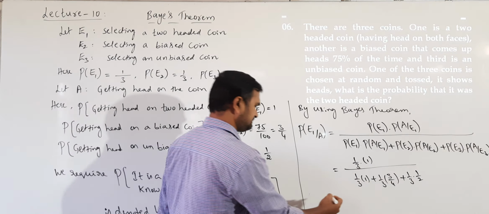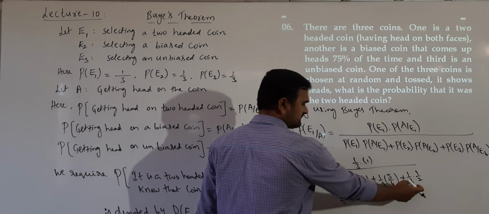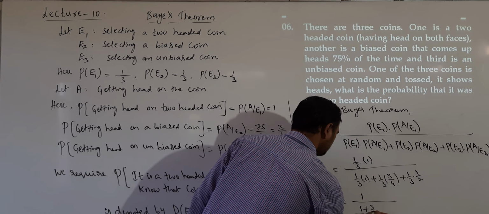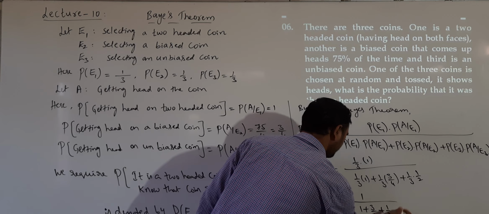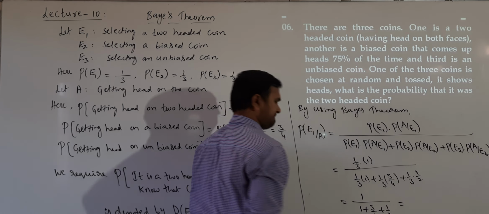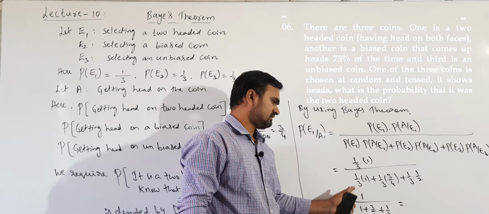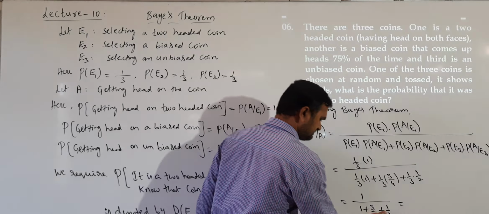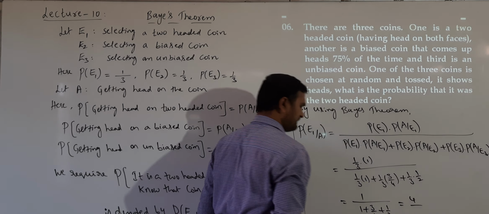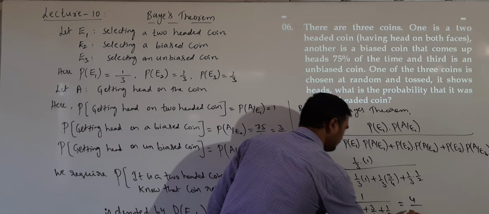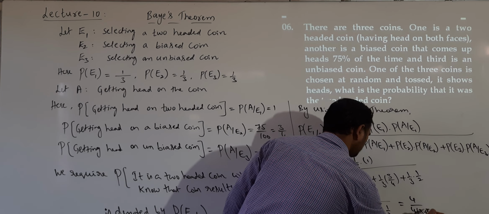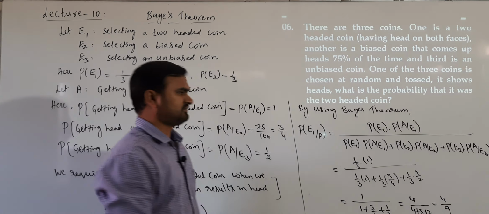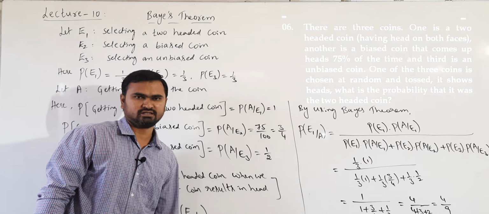Simplified, we will get 1 by 3, 1 by 3, 1 by 3. You can take it common and cancel. So remaining is 1 by 1 plus 3 by 4 plus 1 by 2. I am taking 1 by 3 common in numerator and denominator, it will get cancelled. So this is what remains. Take LCM, 4 will come to the numerator, so it will be 4 plus 3 plus 2, which is 4 by 9. The required probability here is 4 by 9.